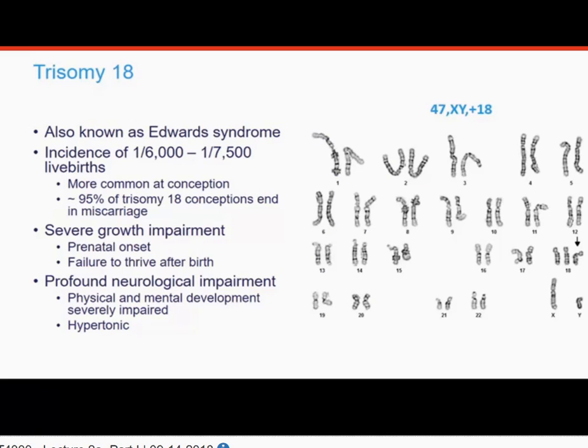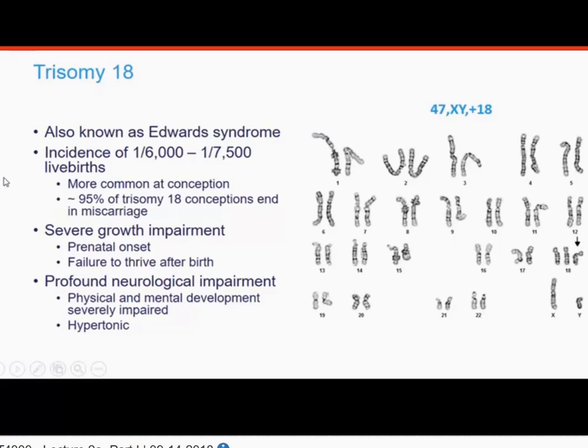So we'll come back to Robertsonian translocations in a bit. Trisomy 18 is also known as Edwards syndrome, but unlike Down syndrome, you usually don't hear the term Edwards syndrome, you hear trisomy 18. You can see that we've got a much bigger chromosome, so there is a good bit more impairment, but it's not nearly as common in live birth. It's much more common at conception.